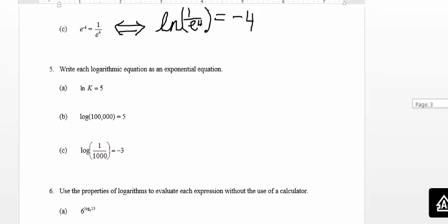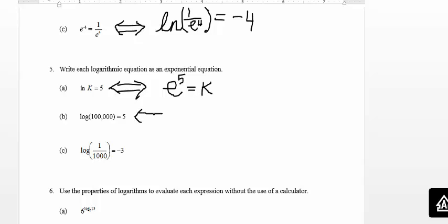So similarly here, we want to write each logarithm equation as an exponential equation. So here I have to understand that ln is an abbreviation that I use for logarithm when the base of the logarithm is e. And remember, the log equals the exponent. So this is equivalent to the exponential equation e to the fifth equals k. So the input to the log is what the exponential equals.